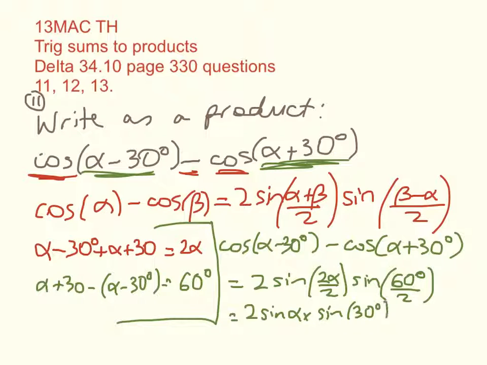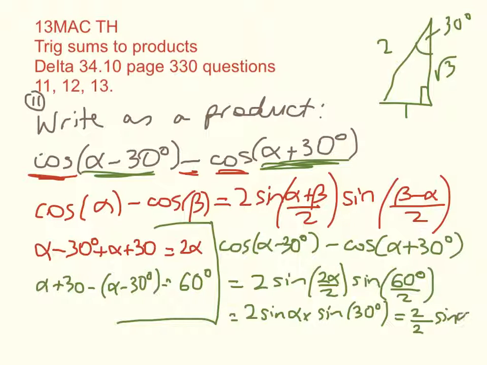As I've told you, your special triangles come up all the time. So here's my 30 degree angle here. This is a 1, root 3 triangle, and there's 2, so sine of 30 degrees we know is equal to 1/2. So that equals 2 times a half, 2 over 2 sine alpha. So it's just sine alpha. Sorry about trying to squish so much onto a slide, but there you go. That's the first one done.